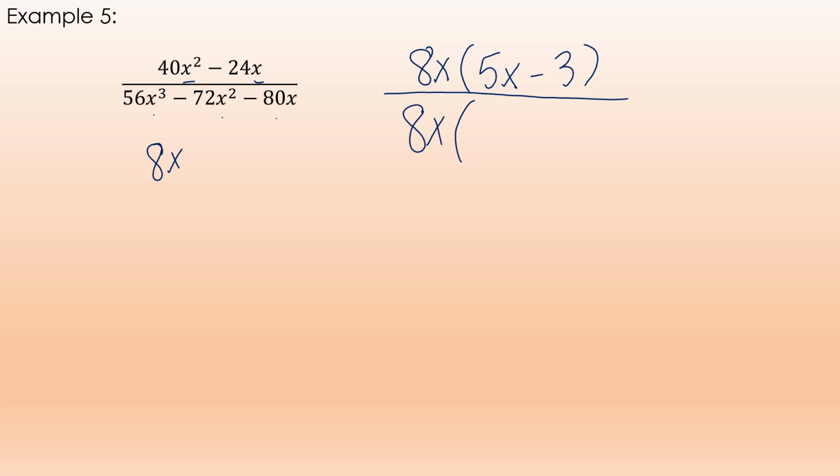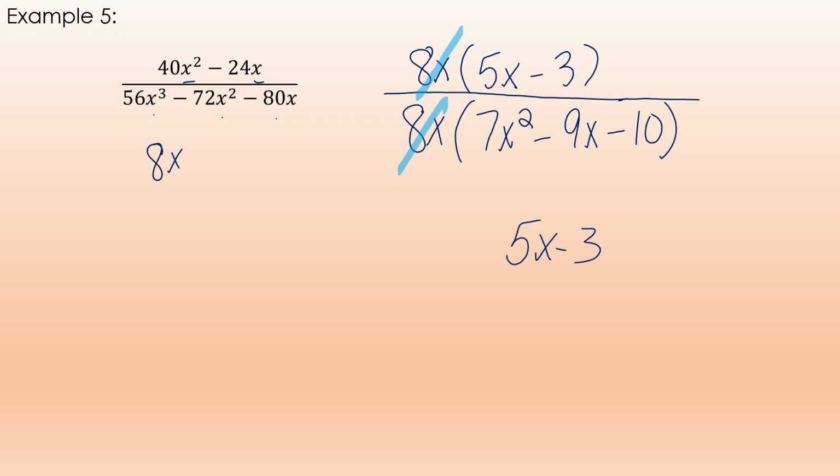It's gone. All right, so 56x cubed divided by 8x is 7x squared. 72x squared divided by 8x will give me a negative 9x. I forgot to say the negative. And negative 80x divided by 8x is a negative 10. Okay, so right now, before I do anything else, I'm going to reduce that common factor of the 8x. Now I'm going to look off to the side. I can't do anything else with the numerator, 5x minus 3.